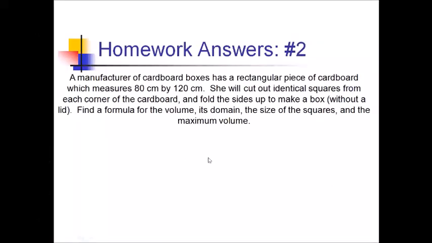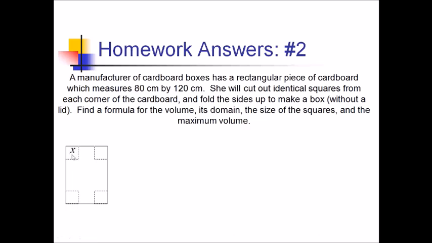For number 2, we've got a rectangular piece of cardboard that's 80 by 120 centimeters, cutting out squares from the corners and folding up the sides to make a box without a lid. So we want the formula, the domain, size of the squares, and the maximum volume. So let's start with a picture. We have x as the length of the squares.